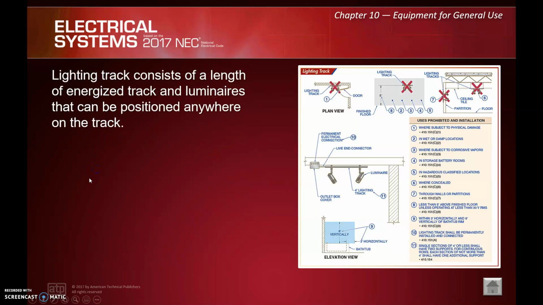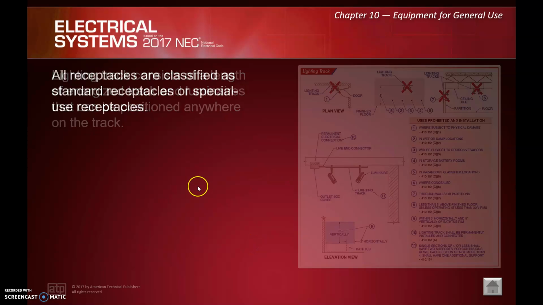Lighting track consists of a length of energized track and luminaires that can be positioned anywhere on the track. I think we all know what that is at this point, but I did want to mention that the NEC, specifically 220.43(B), requires that each 2 feet of lighting track be considered as 150 volt-amps for the purposes of determining load calculation. So every 2 feet of track counts as 150 volt-amps in your load calculations.